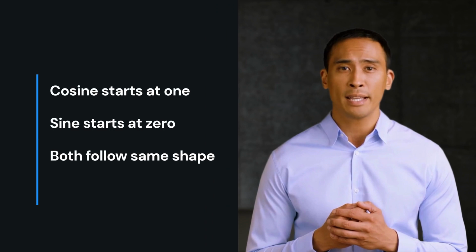Next, overlay a cosine graph. Notice how it starts at 1, while sine starts at 0, yet they follow the same shape. This visual overlap demonstrates their phase shift. Cosine leads sine by a quarter cycle.